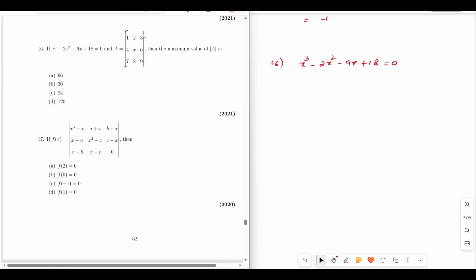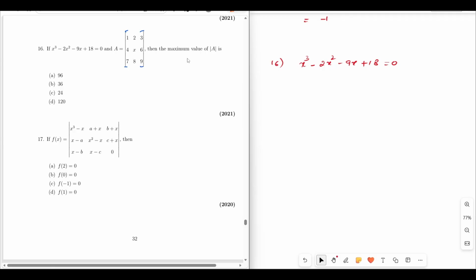They have given the matrix 1 2 3, 4 x 6, 7 8 9. Then the maximum value of determinant A is. How do you decide the maximum value of this? Based on the value of x, you will determine its maximum value when you find the determinant of the given matrix.